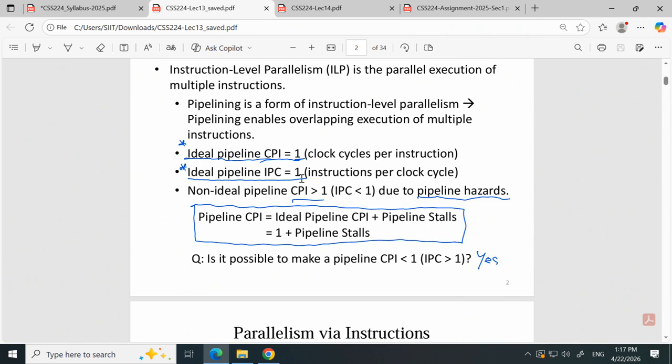Okay, and for the ideal pipeline processors, the CPI is 1. The IPC is also 1. Okay, remember this. I mark these two bullets.